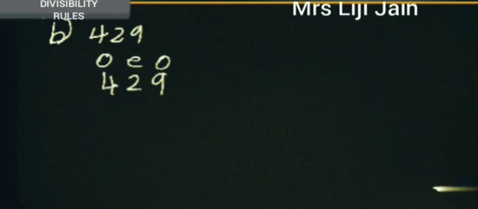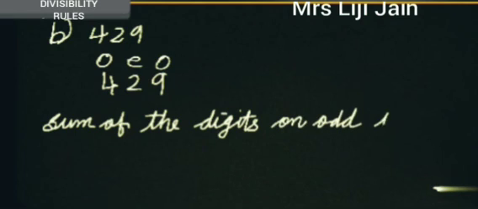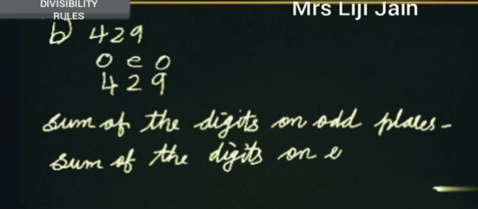Sum of the digits on odd places minus sum of the digits on even places. Sum of the digits on even places has to be found.